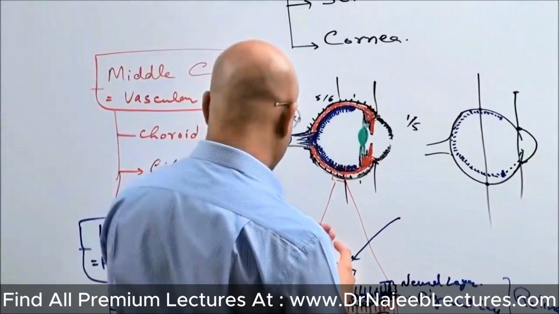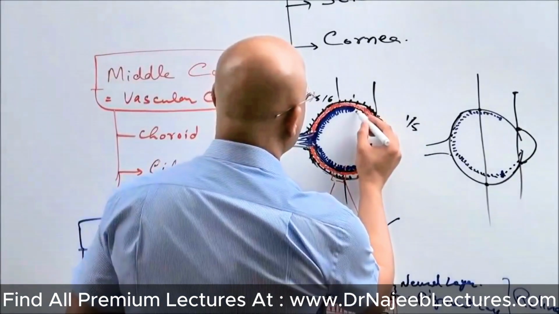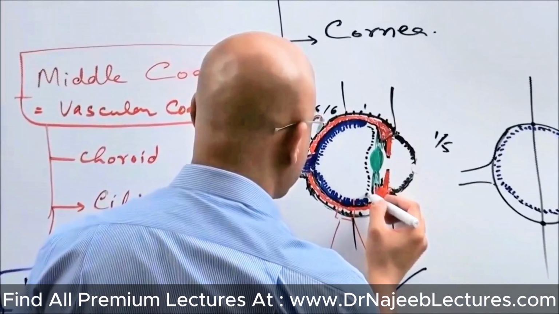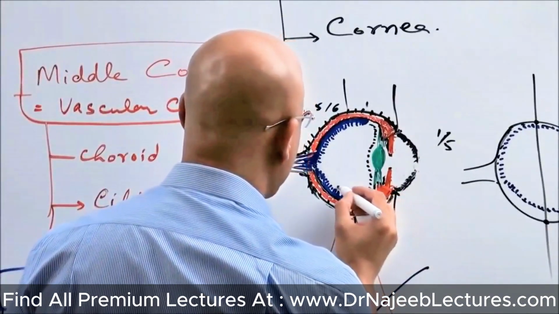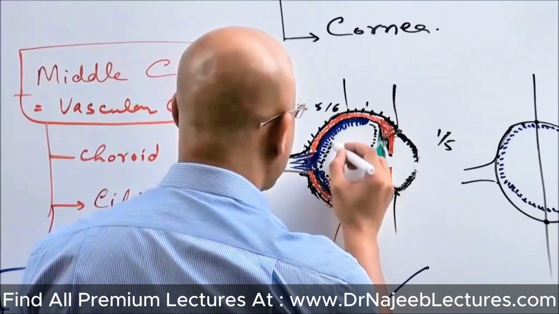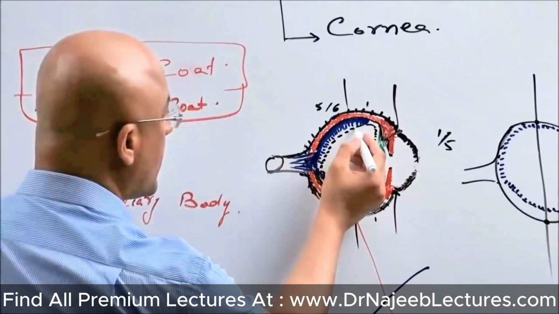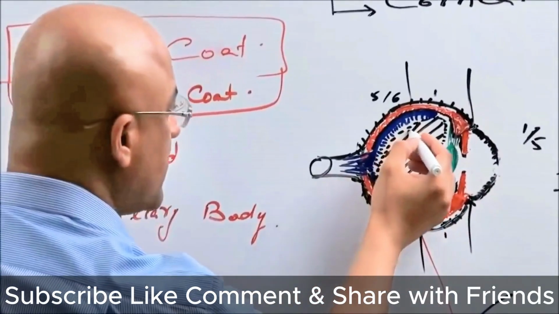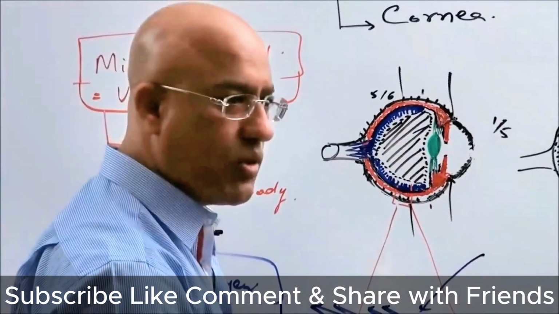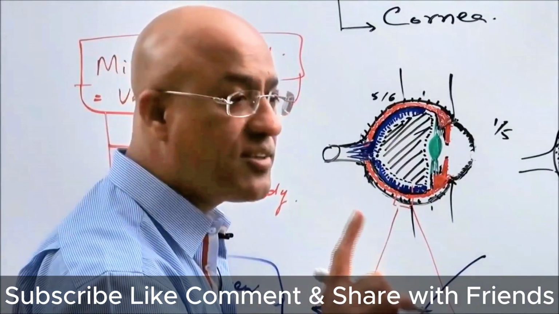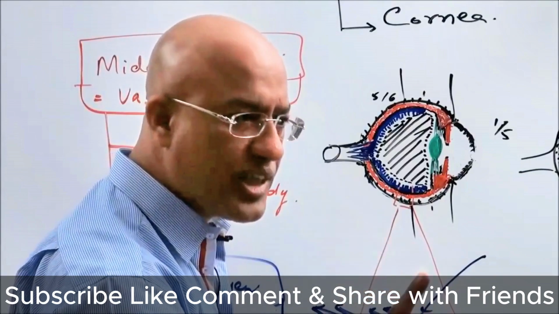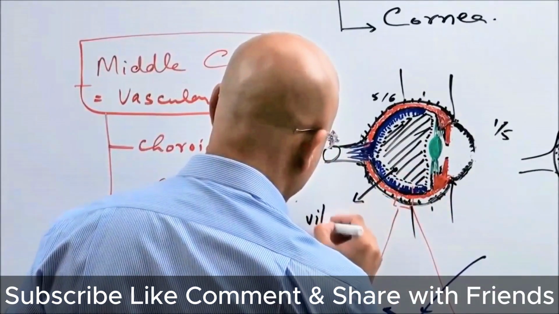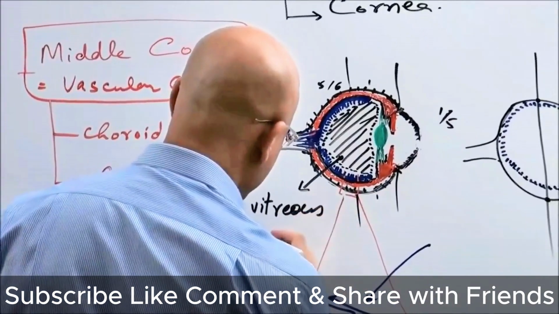There is a special type of fluid-like, jelly-like, gel-like material which fills the remaining part of the eyeball. This gel-like material which fills it here is called vitreous humour, or vitreous body.